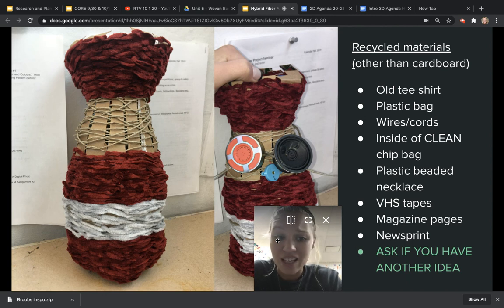VHS tapes turn out really cool. That's the tape that's actually inside of a VHS tape, which is that old thing before we got DVDs. Magazine pages work nice, so you can turn those into little strips. Same thing for newsprint. If you have a newspaper at home, newspaper can be a really interesting recycled material as well. But the options are very, very wide and open. If you have a cool idea for something that you would like to bring in instead and it's not on this list, definitely let one of us know and we'll tell you if it can work. There are a couple things here and there that might not work, but as long as you ask, it'll probably be more than okay.